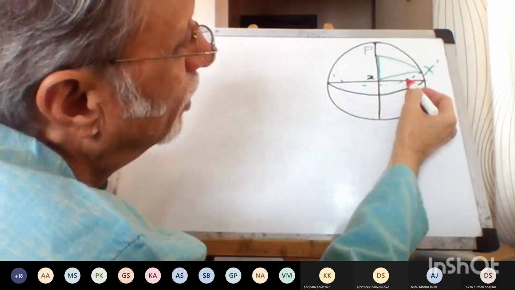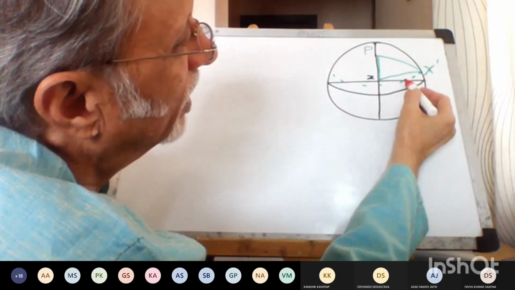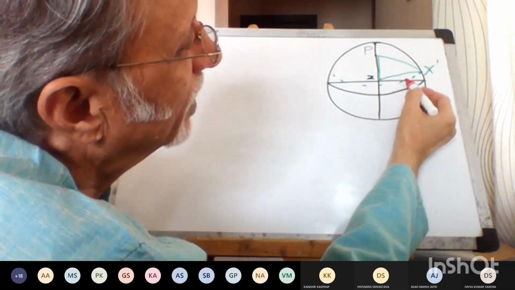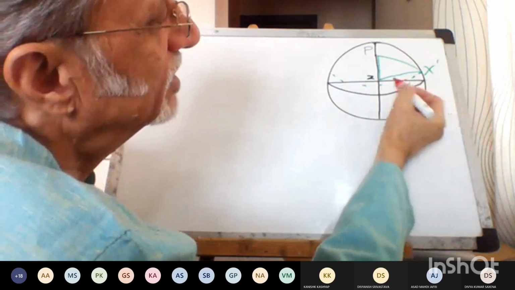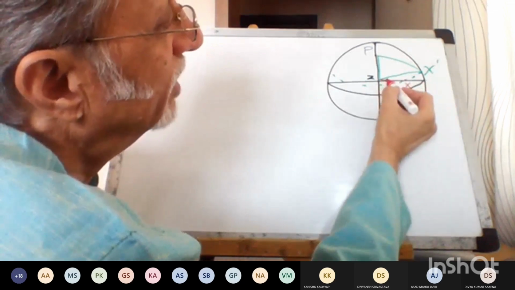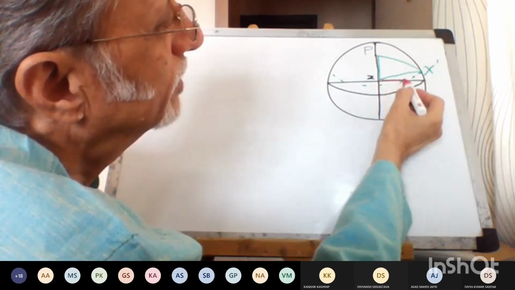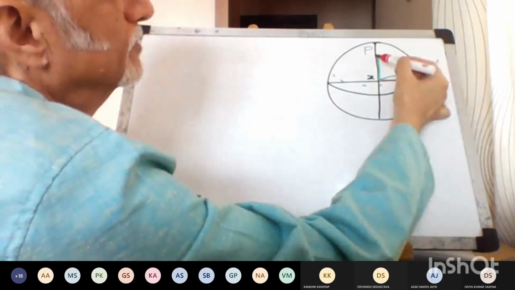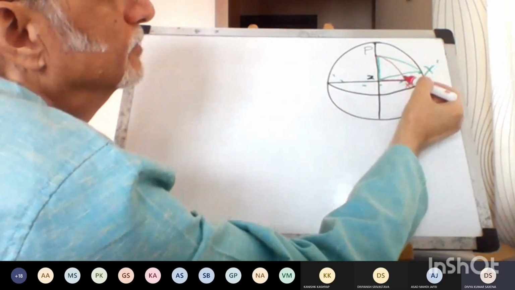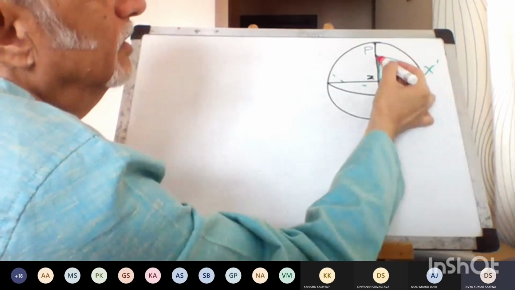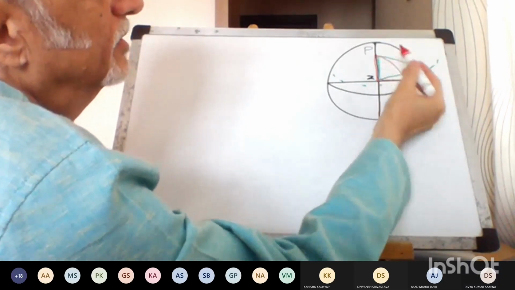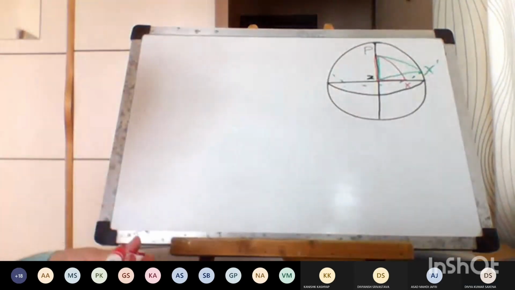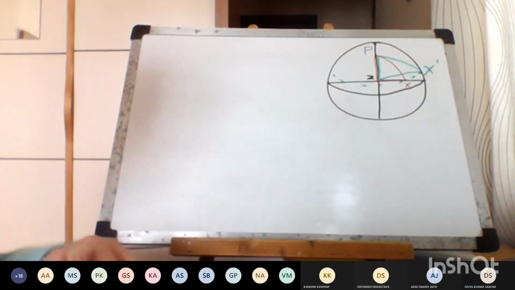Now we have another option here when the body is bearing east. When the body is bearing east, what is happening at this time? Angle Z is equal to 90. In this case, angle Z is 90. So I had drawn this yesterday also.